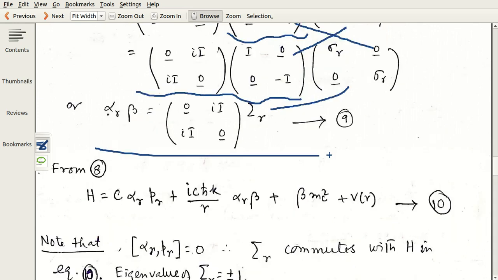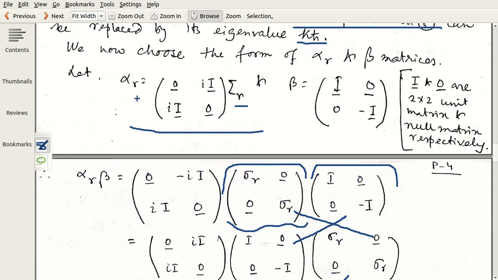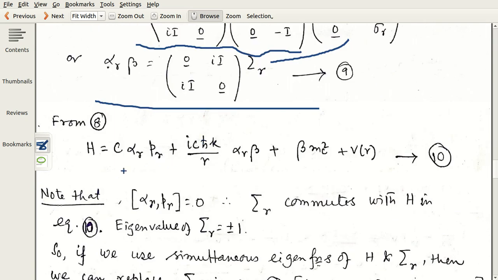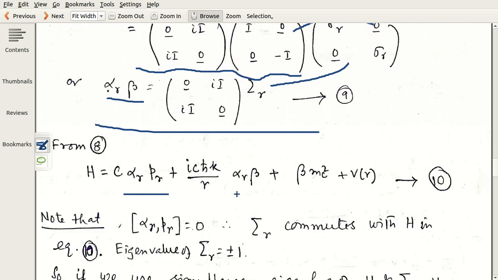Now again from equation 8, as we have already said, we will use this alpha r beta in this part, where the K operator has been replaced by its eigenvalue H cut K, and the additional part is beta MC square plus the central potential.